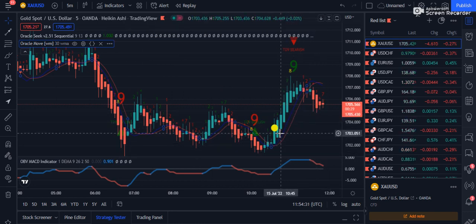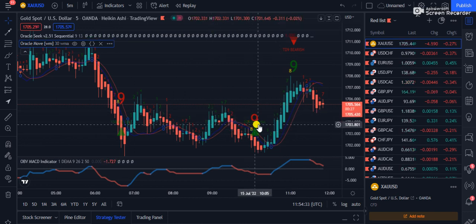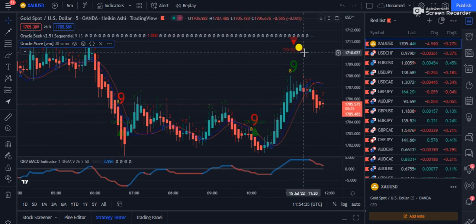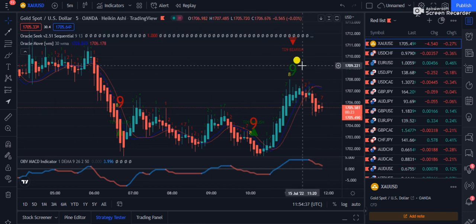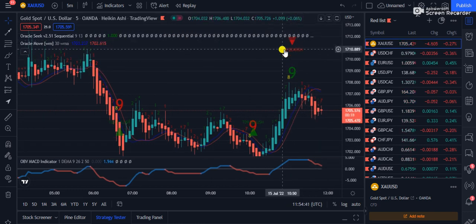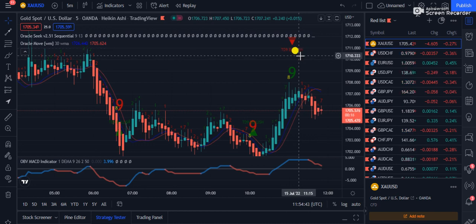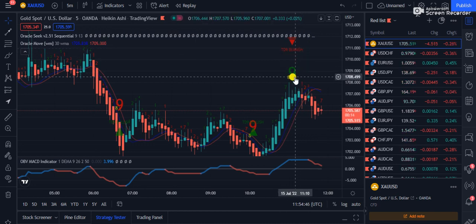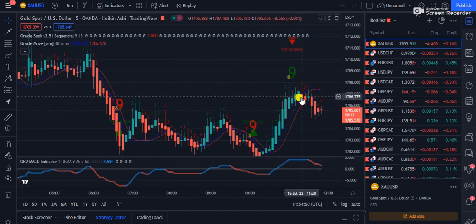Here you have to keep an eye on the number 9. You can see here on the gold 5-minute chart, we have the number 9, and at the top it says top bearish. Whenever it says top bearish, it means that now you should open your eyes, heart and mind, and look for your entry.